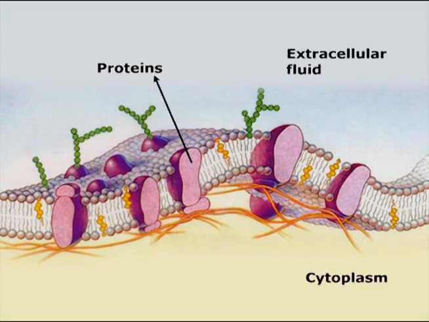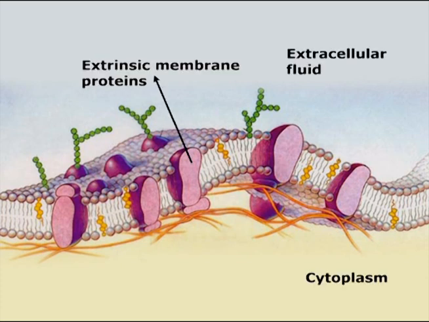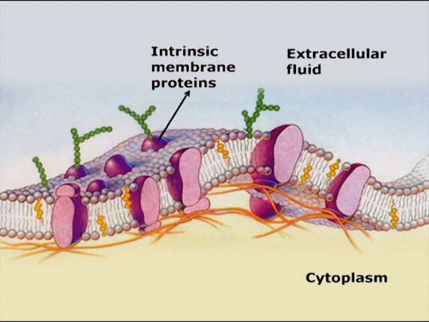Proteins are also present in the structure of the plasma membrane. On the basis of their position, they are divided into two types. First, the extrinsic membrane proteins. Second, the intrinsic membrane proteins. Now, let's have a look at the functions of the plasma membrane.